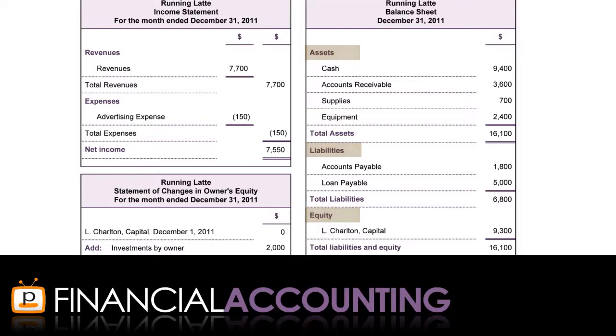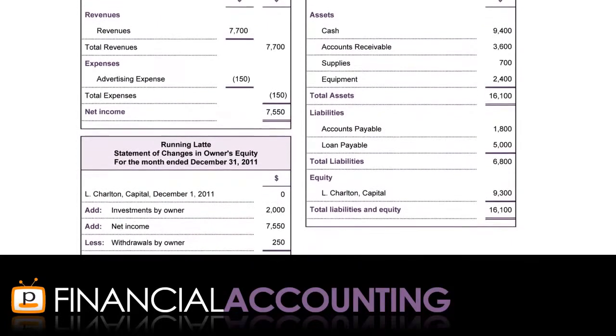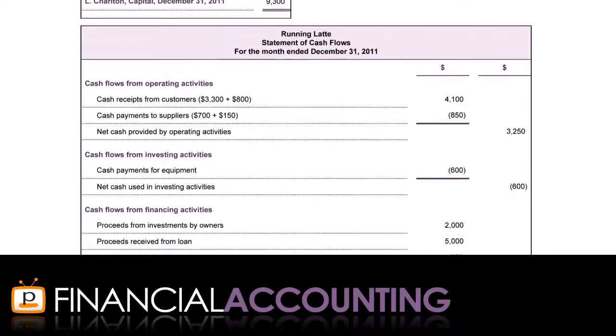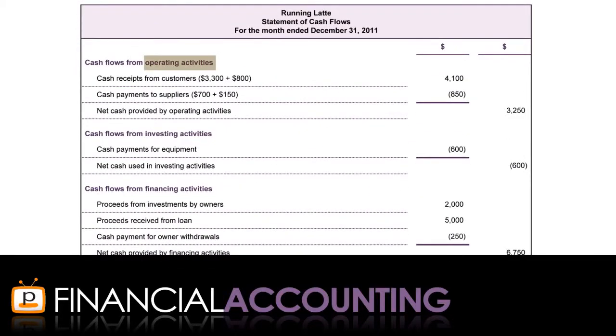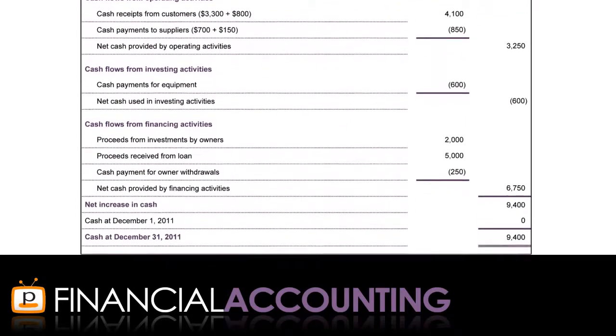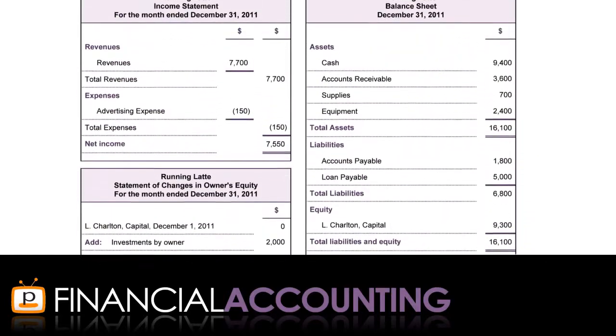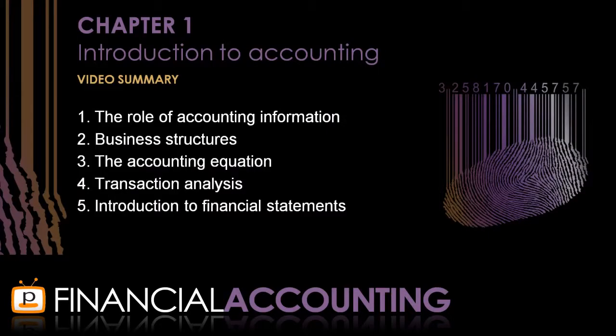It is like a snapshot of the business and is the only financial statement that is as at a particular point in time rather than over a period of time. The final financial statement is the statement of cash flows, which explains the inflows and outflows of cash from operating, investing and financing activities over a period of time. Note that the ending balance of cash in the cash flow statement is equal to the balance of cash reported in the balance sheet. So that's Chapter 1, Introduction to Accounting.